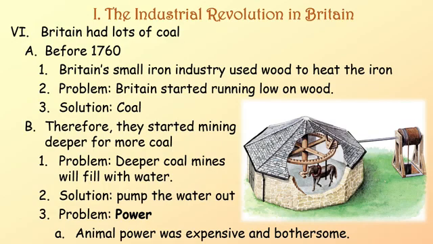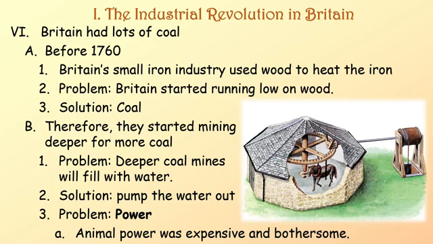We also said that Britain had lots and lots of coal. Before 1760, Britain's small iron industry used wood to heat the iron. But the problem was that Britain started running low on wood. Solution was coal, and so they started mining deeper and deeper for more coal. Problem is that when you mine deeper and deeper for more coal, those coal mines tend to fill with water. The solution to that was to pump the water out.